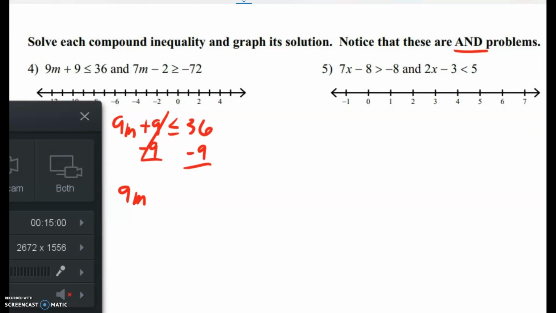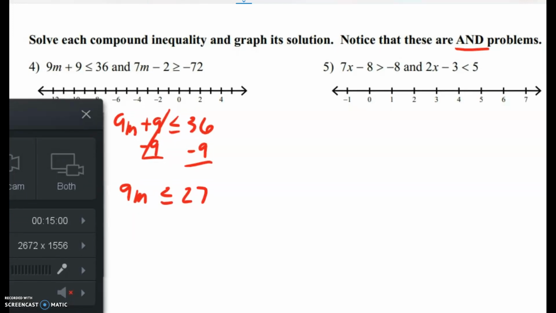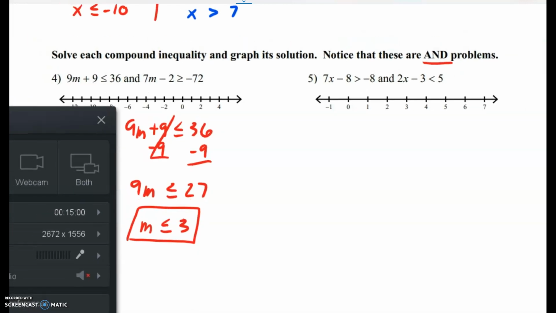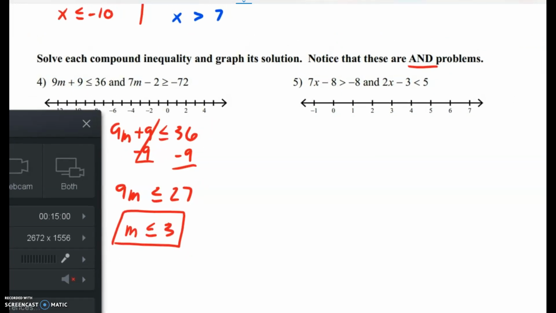I get 9m is less than or equal to 27. Divide by 9 from both sides. M is less than or equal to 3. Okay, so that's my first part of the solution. I'm not going to box it up quite yet.